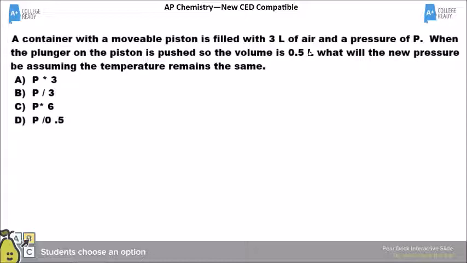And we know that the smaller the volume, think back to the box I showed you before where I pushed down the plunger on the gas, the greater the pressure. But how much greater is the pressure? Well, if you're going from 3 liters down to 0.5 liters, then the math is 3 divided by 0.5. And 3 divided by 0.5 is 6. That means if the volume goes down by a factor of 6, then the pressure has to go up by a factor of 6, and C is the right answer.